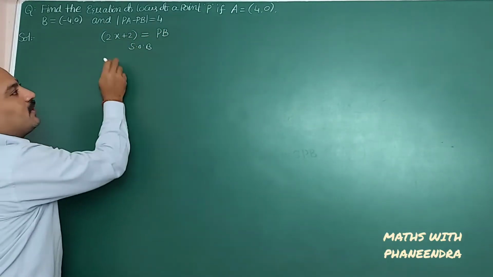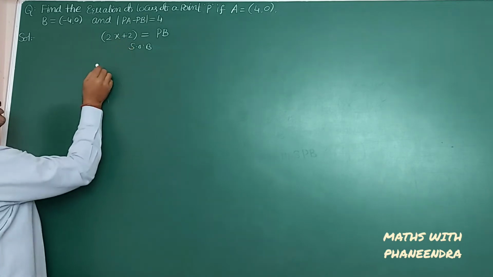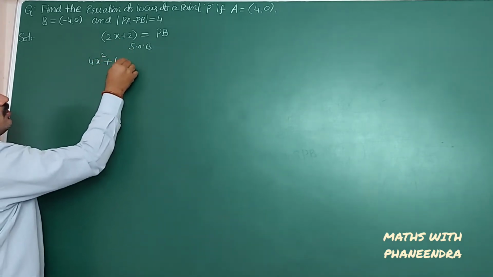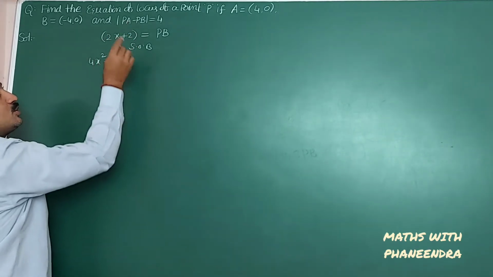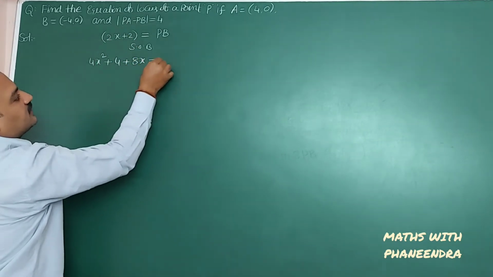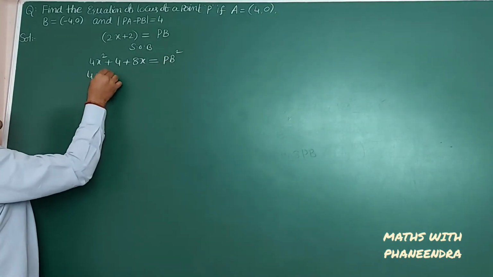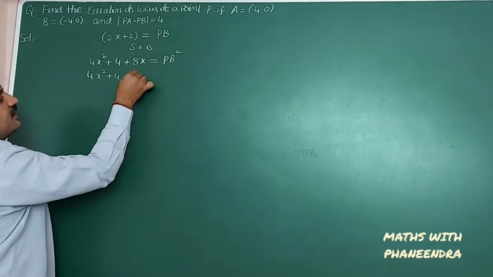Px plus 2 equal to PB, squaring on both sides. (a plus b) whole square expansion here: 4x square plus 4 plus 2 into 2x into 2. So 8x is equal to PB square. So 4x square plus 4 plus 8x.